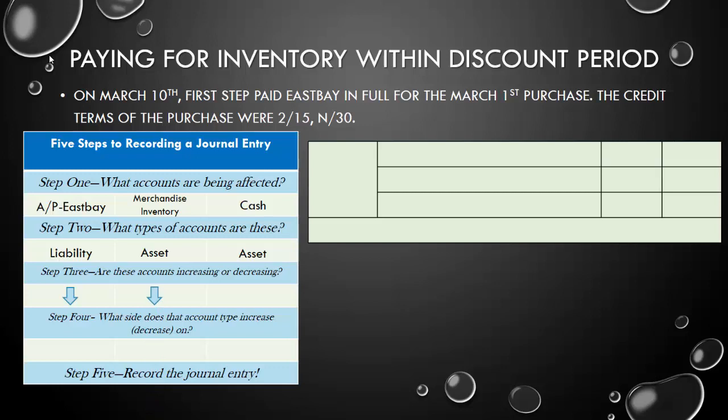We're decreasing the amount of our merchandise inventory because we didn't pay as much for it as we planned on when we made the original entry for the purchase. And our cash is also going down because we're transferring money out of our bank account to our vendor. Liabilities go down with a debit, and assets go down with a credit. So we know what our debits and our credits are for this transaction.